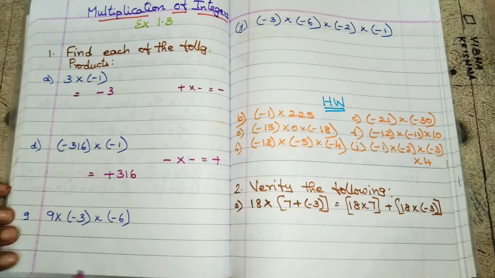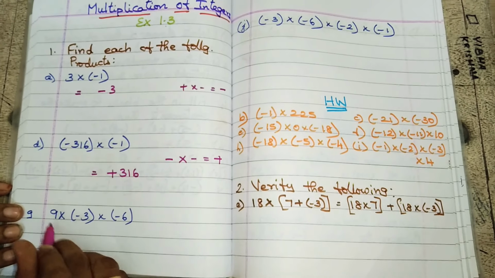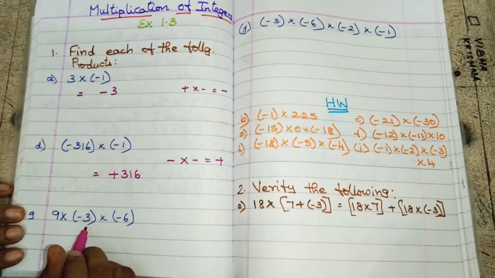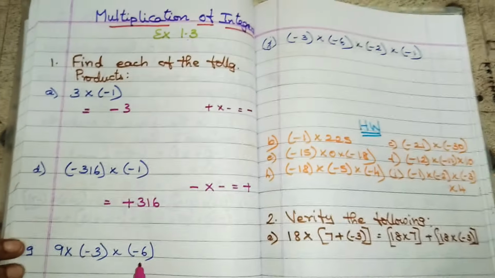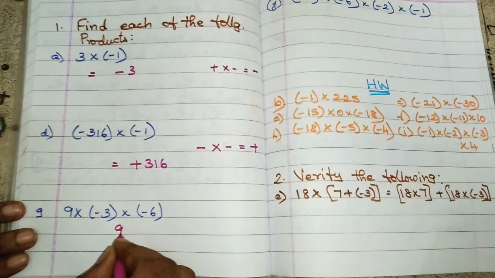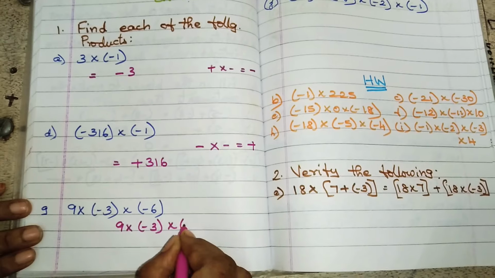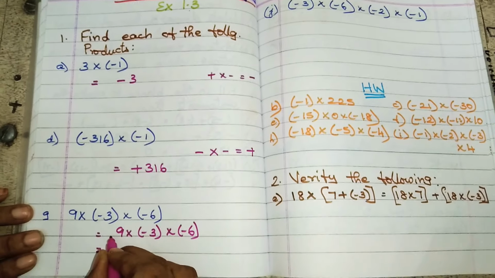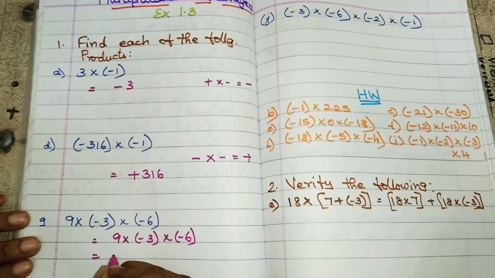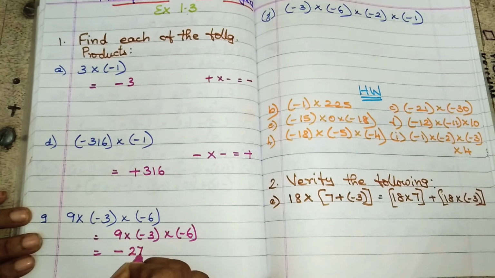Now going on to the G sum, here we have got 3 numbers. So what we shall do is, we will multiply the first 2 numbers and find the product of the first 2 numbers. With that product, we will multiply the third number. So I am going to take 9 into minus 3 into minus 6 is your question. So first 9 into minus 3. So 9 has got a positive sign. Plus into minus, minus. 9 threes are 27 into minus 6.